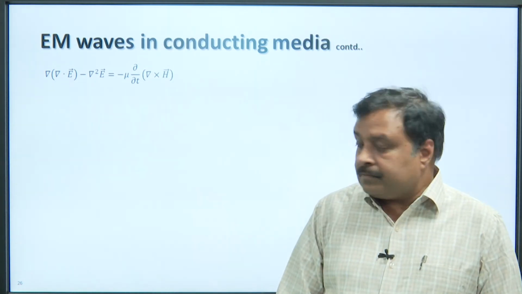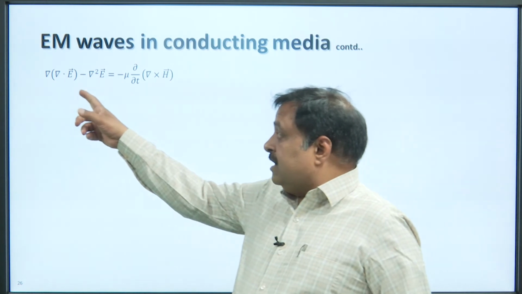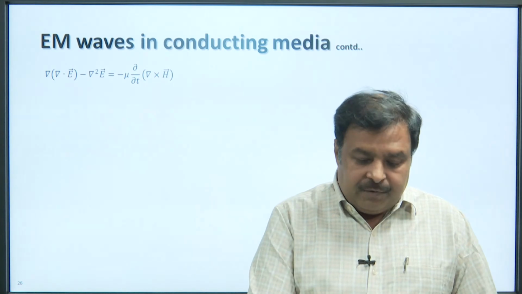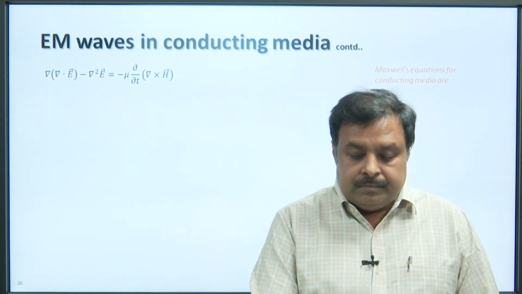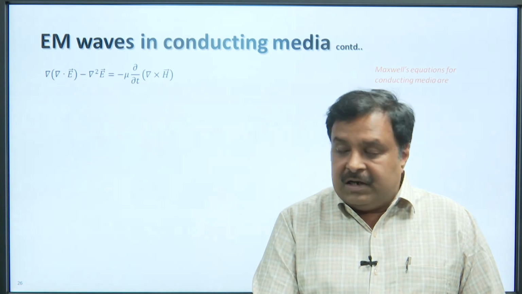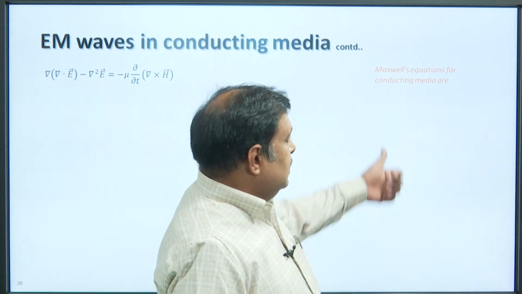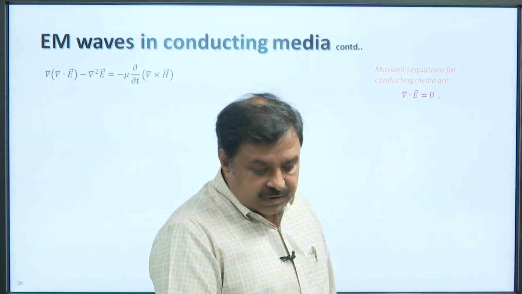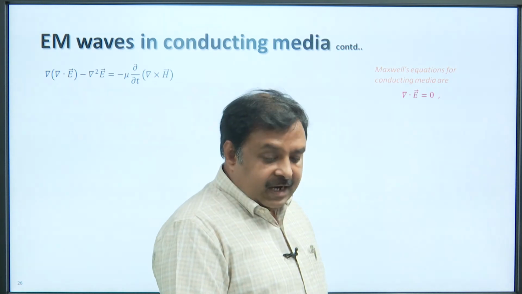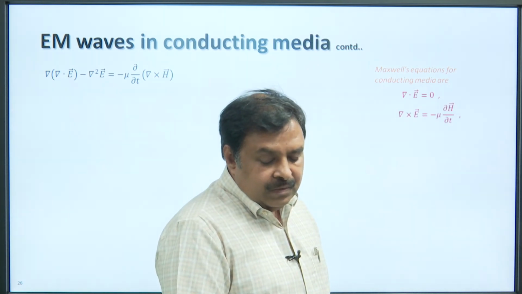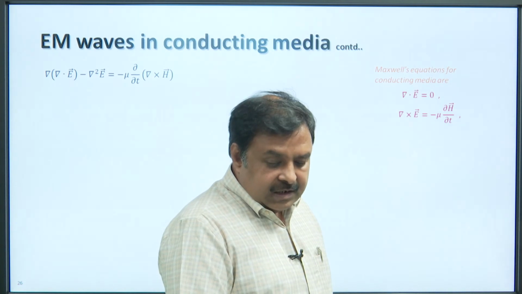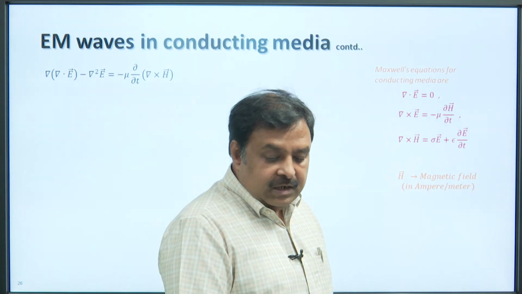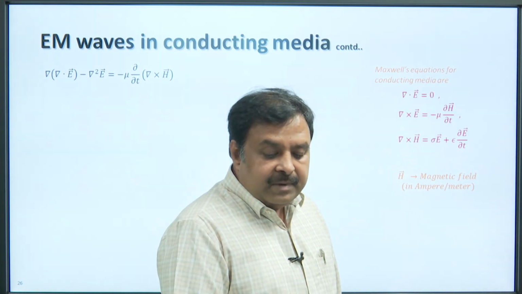So, in the last slide we obtained this equation, and what we do now, Maxwell's equations for conducting media we have written in the last slide. Number 1, del dot E equal to 0, and del cross E equal to minus mu delta H by delta T, del cross H equal to sigma E plus epsilon delta E by delta T.